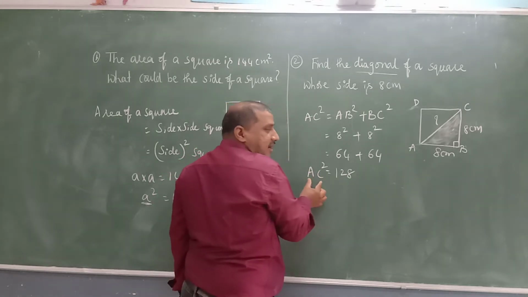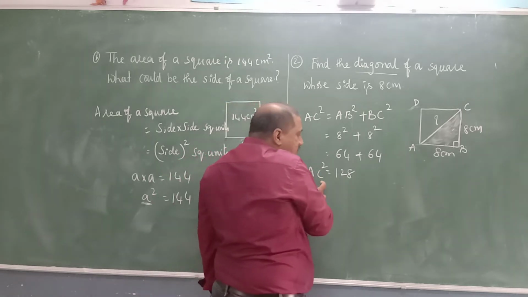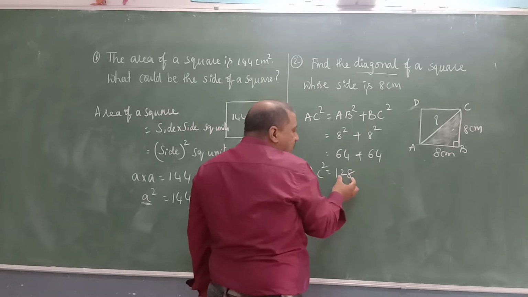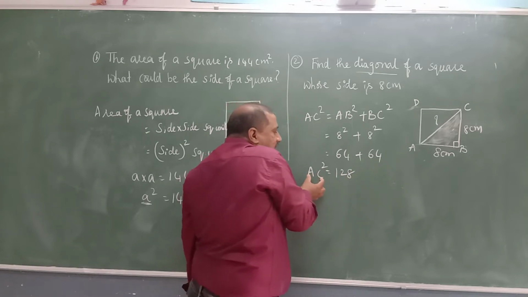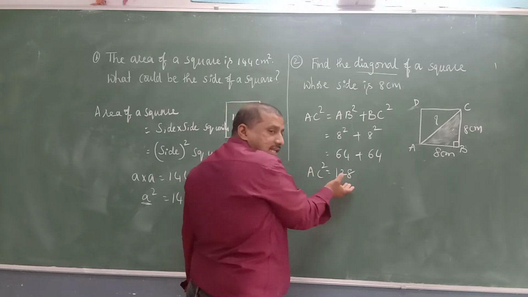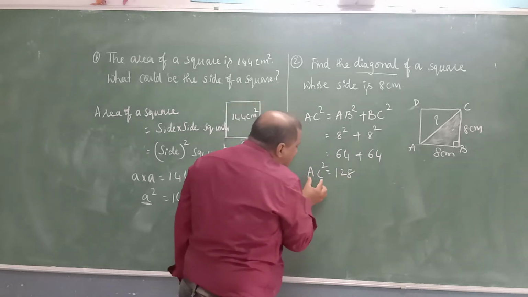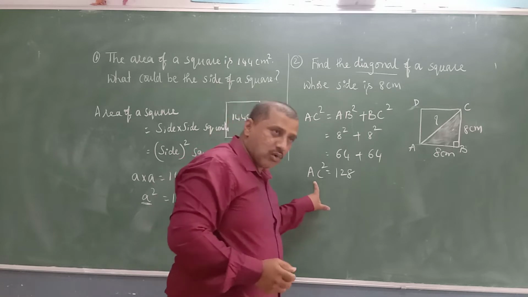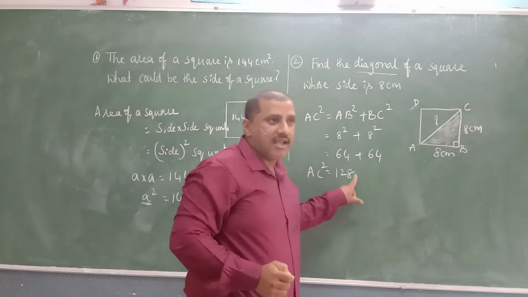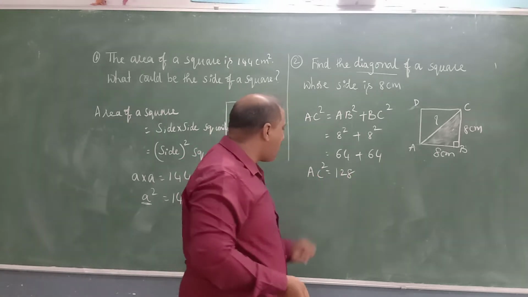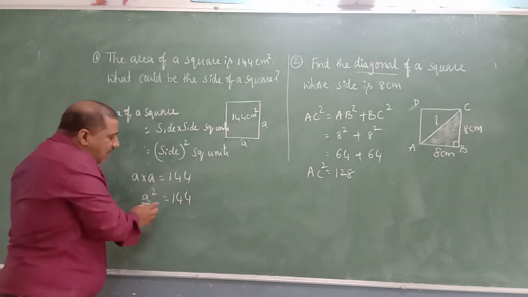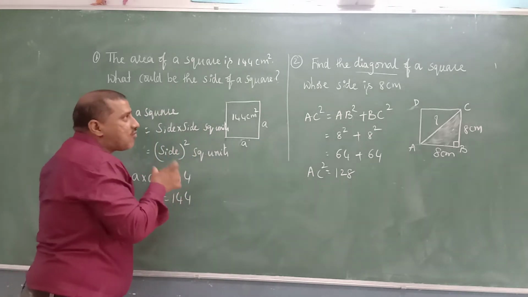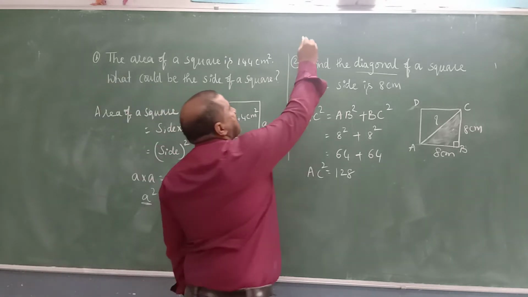AC is a number whose product is 128. If 128 is a perfect square number, then AC will become a number whose product is a perfect square number. Then AC we call it as what? Square root of 128. And here A we call it as what? Square root of 144. Now we are introducing the topic square roots.